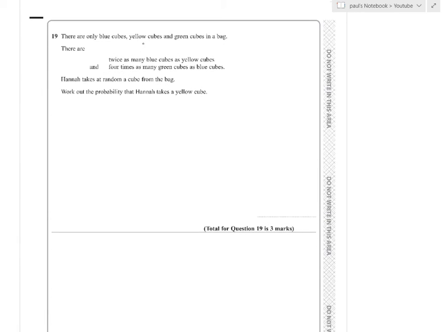There are only blue, yellow and green cubes in a bag. There are twice as many blue cubes as yellow cubes, 4 times as many green cubes as blue cubes. Hannah takes a random cube. What's the probability Hannah takes a yellow cube?